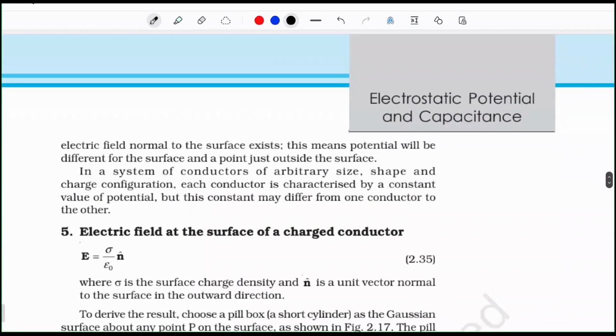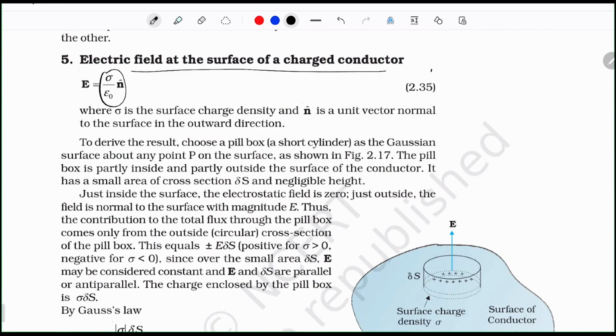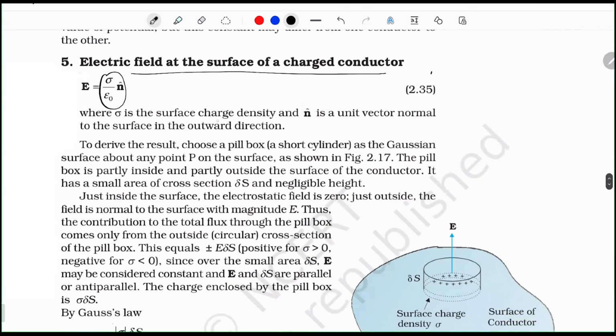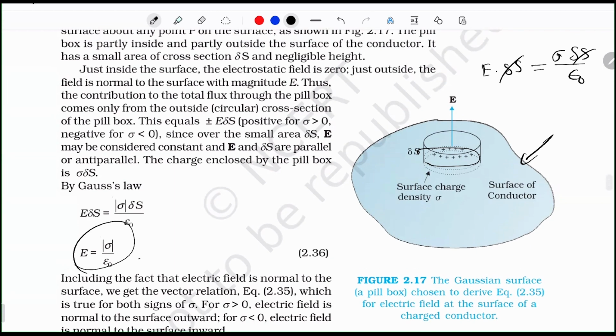Okay, the fifth property is that the electric field on the surface of a charged conductor is sigma by epsilon naught n cap, and this actually follows directly from Gauss's law. So you can see this diagram here. If you have a very small surface dS, and you know the electric field is normal to the surface, so E dot dS is equal to whatever the surface charge is at that point, which is sigma, times dS, which is the charge, by epsilon naught. This is Gauss's law, right? You cancel dS on both sides and you find out that the electric field is sigma by epsilon naught.